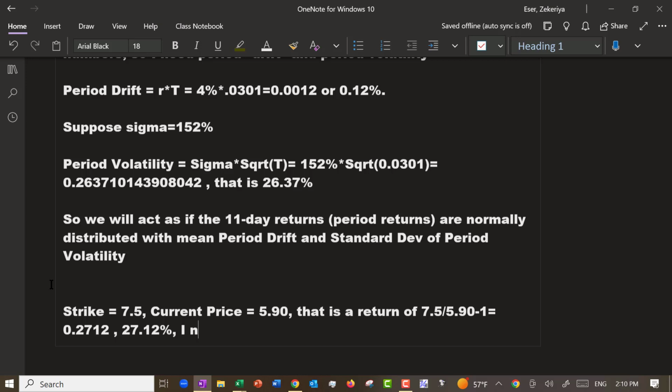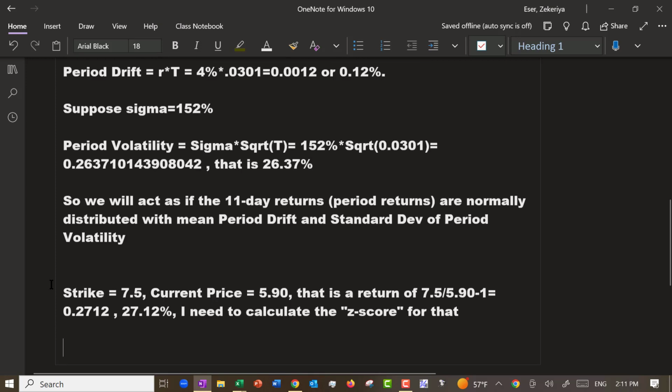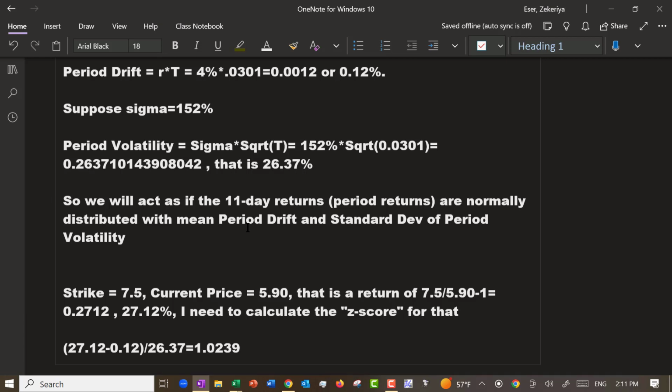And I need to calculate the z-score for that. Z-score is basically that implied return. I'm going to use minus the mean, which is 0.12, divided by the period volatility, 1.02, okay?